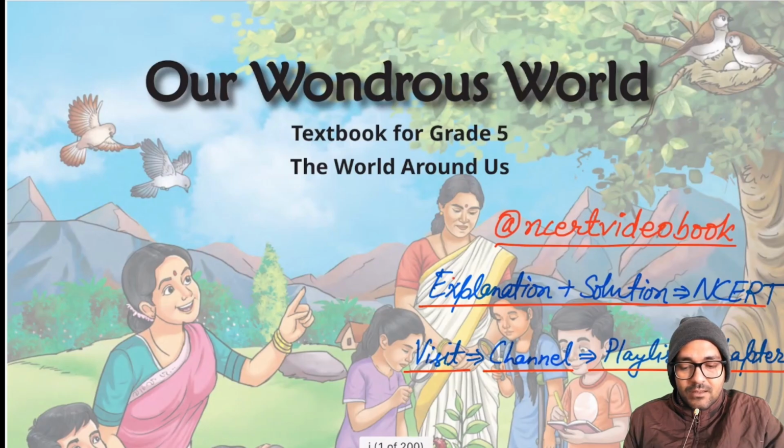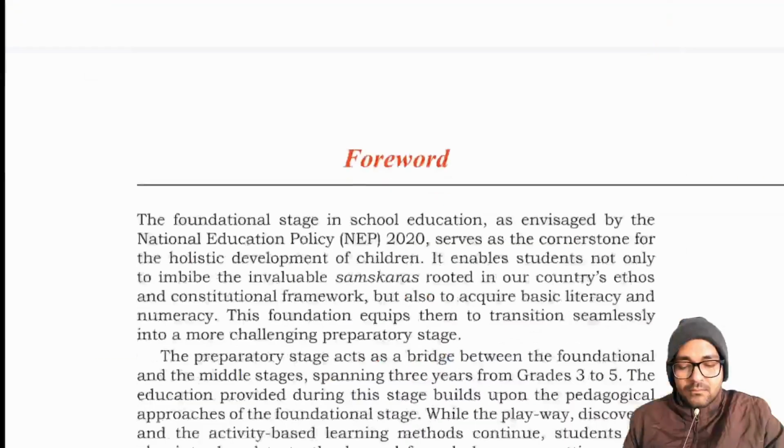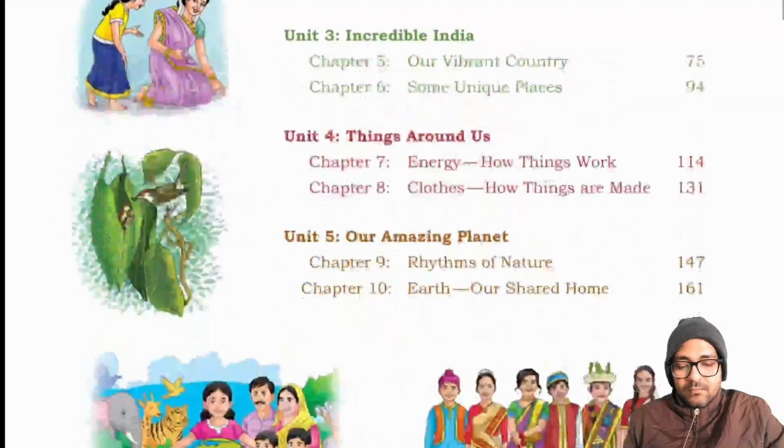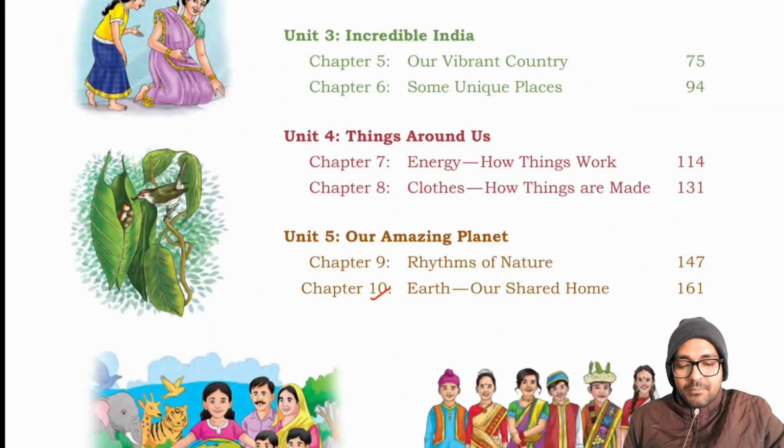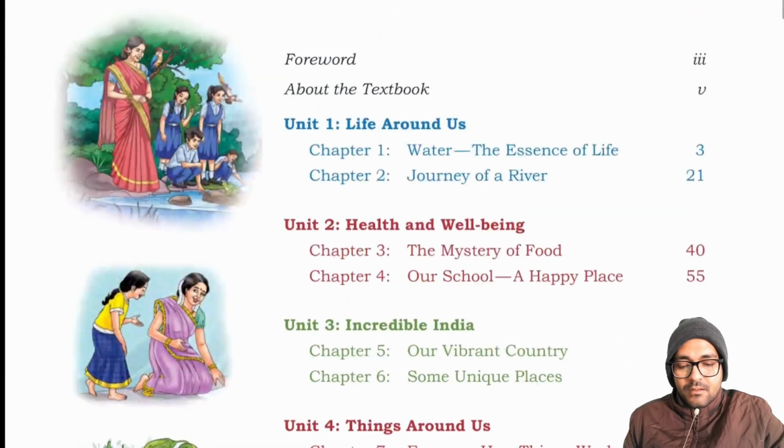Today we will be studying the textbook for grade 5, The World Around Us, Our Wondrous World. This is an environmental science textbook. This book has 10 chapters. Today we will be studying Unit 1, Life Around Us, Chapter 1, Water, the Essence of Life.